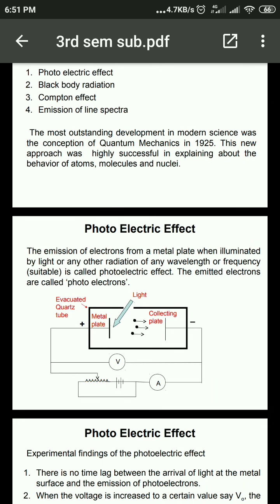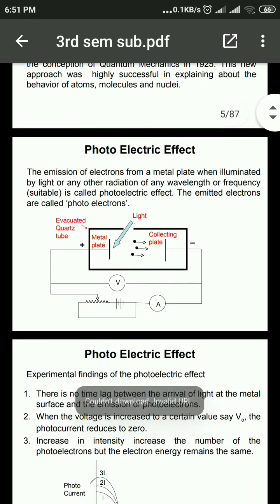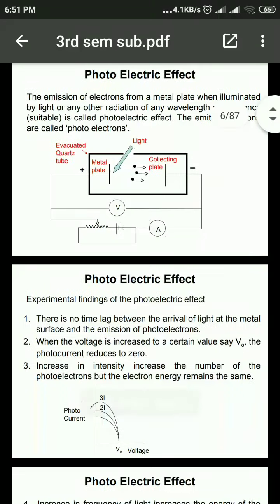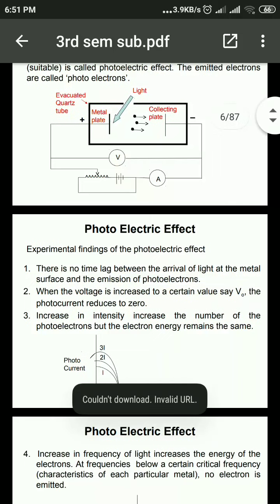beam is incident on a metal plate, the electrons from the metal surface are ejected out of the metal surface, and they get accelerated, and these electrons are called photoelectrons. And we have derived an equation also for this photoelectric effect. The main experimental findings were four findings I have discussed in the last class.